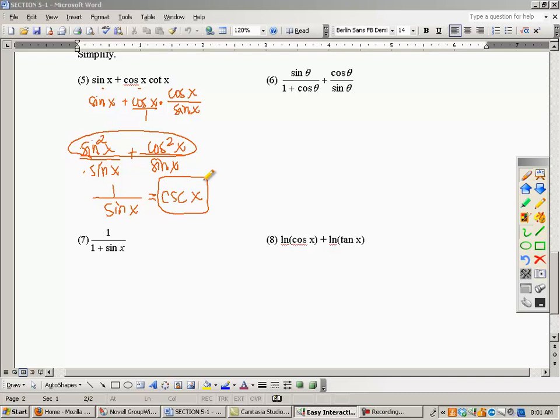So first we wrote everything in sines and cosines, then we made a common denominator, we added things together, and then wrote our reciprocal function.